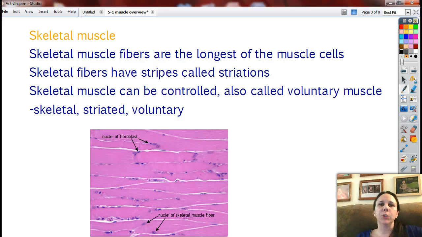So if I were to tell you to remember three words that go with skeletal muscles: skeletal, striated, voluntary. Okay, that kind of sums it up in a nutshell. Skeletal, because it's attached to your skeletal system. Striated, because they're covered in stripes. And voluntary, because you have total control over them.